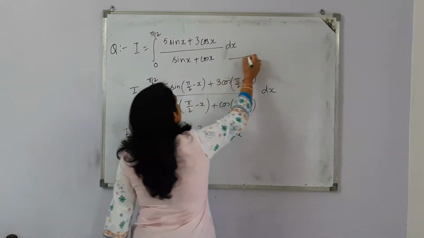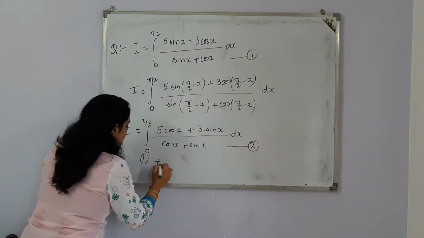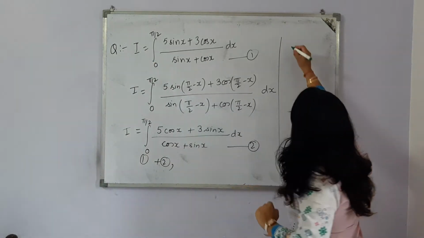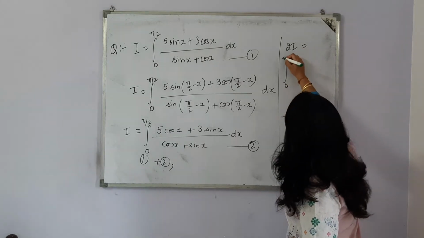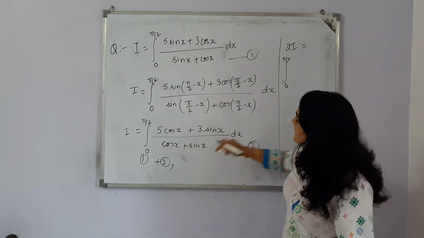So if this is your 1, this is your 2, if we are adding 1 plus 2, then we are getting I plus I is 2I equals to, limit is 0 to pi by 2. So denominator is same, sin x plus cos x.